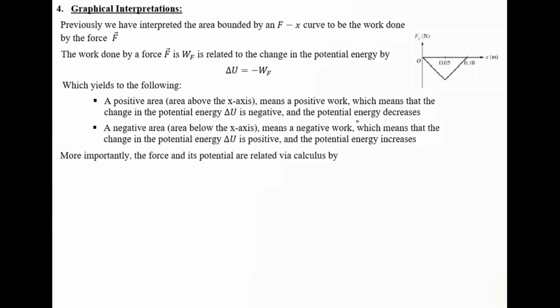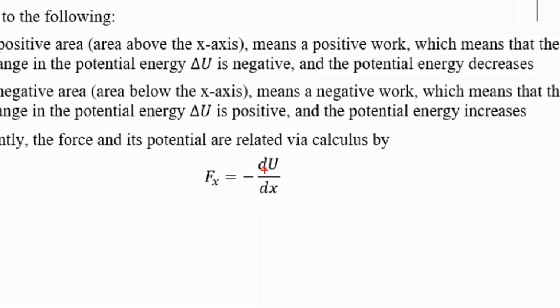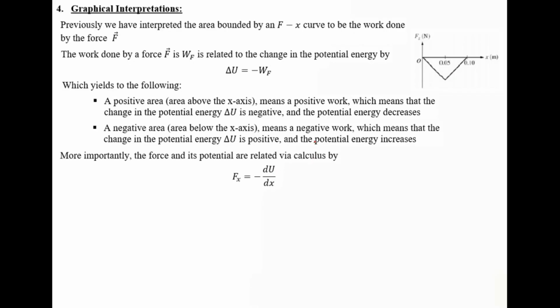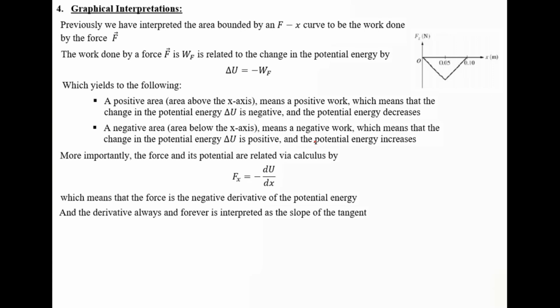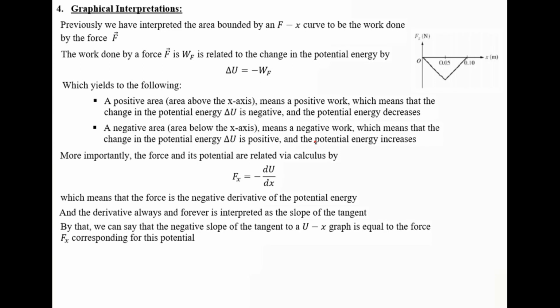More importantly, so this is one thing as a graphical interpretation. More importantly, the force and its potential are related via calculus, so via the derivative, and we know that the derivative is interpreted as the slope of the tangent, which means that the force is the negative derivative of the potential energy, and the derivative always and forever is interpreted as the slope of the tangent. By that, we can say the negative slope of the tangent to a U(x) graph is equal to the force Fx corresponding to this potential.